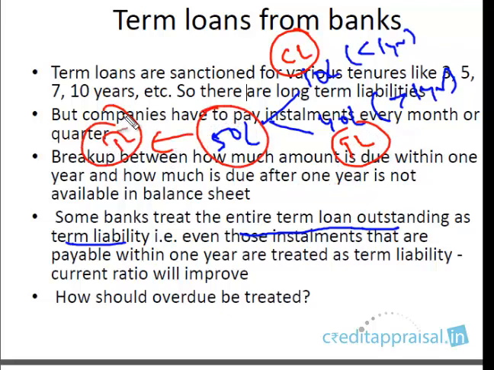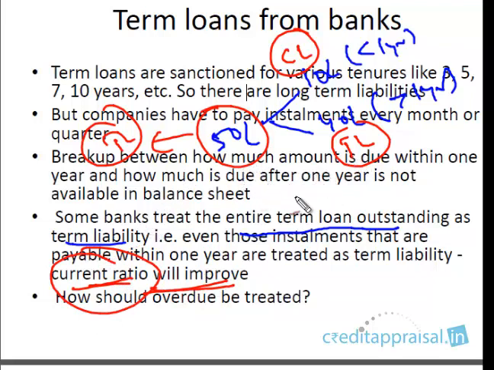This is actually a benefit to the company, because we didn't discuss current ratio yet, but you will see that taking the entire term loan outstanding as a term liability is going to benefit companies in the sense that the current ratio will improve. We are going to discuss current ratio when we get there, but please understand that the classification varies from bank to bank.